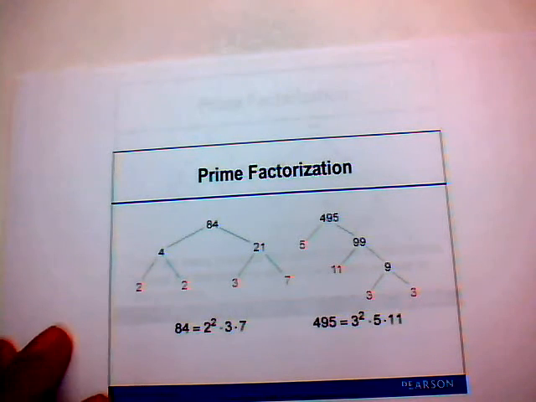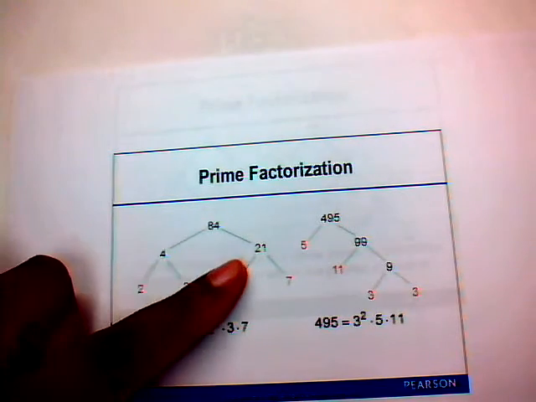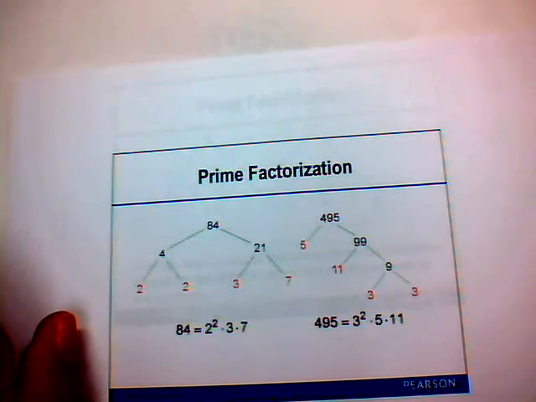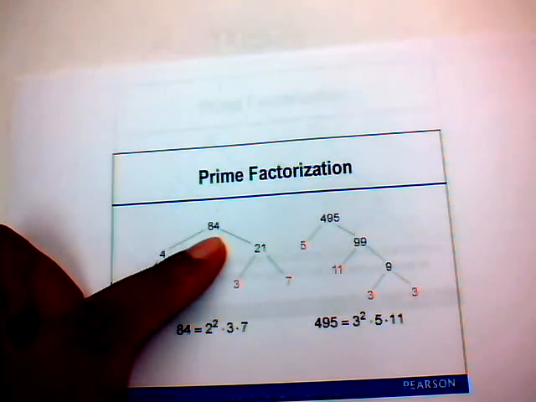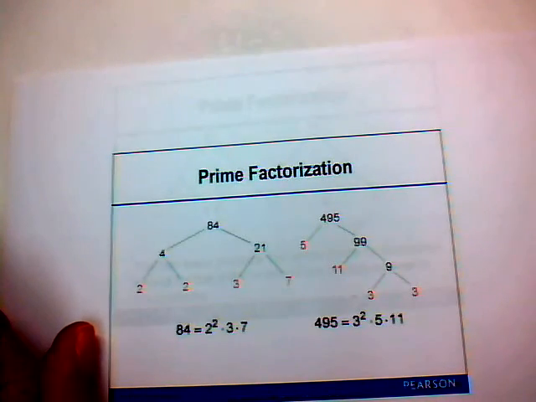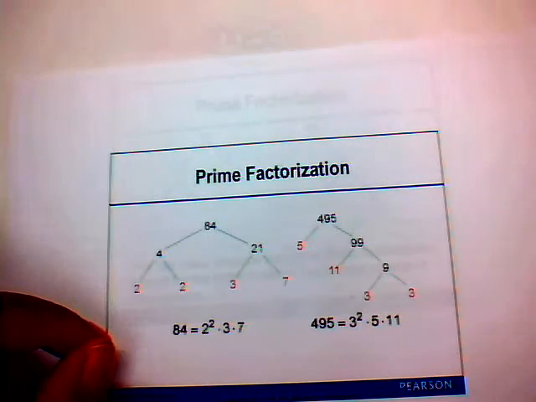A couple of examples would be this. The number 84. Here we can break 84 up into 4 times 21, because 4 times 21 does give you 84. You want to start off with 2 numbers that will give you the product of the number that you're trying to find the prime factorization of. In this case, we can use 4 and 21.